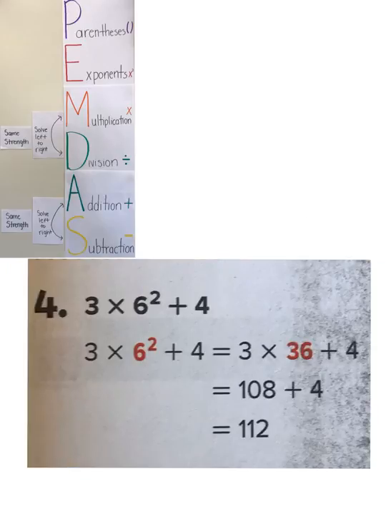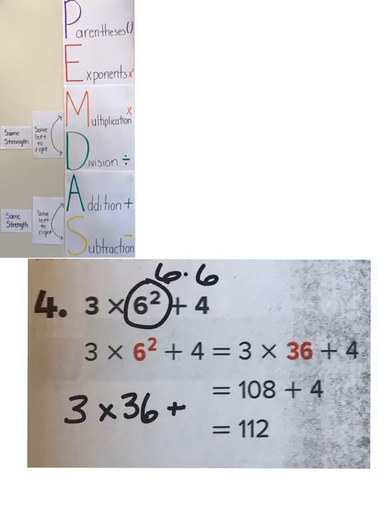Although it's written in there, I'm just going to rewrite it just underneath it. I'll go through and say, are there any parentheses? No. Are there exponents? Yes. That's an exponent. So I need to do that one first. 6 squared means 6 times 6. So 3 times 36 plus 4.